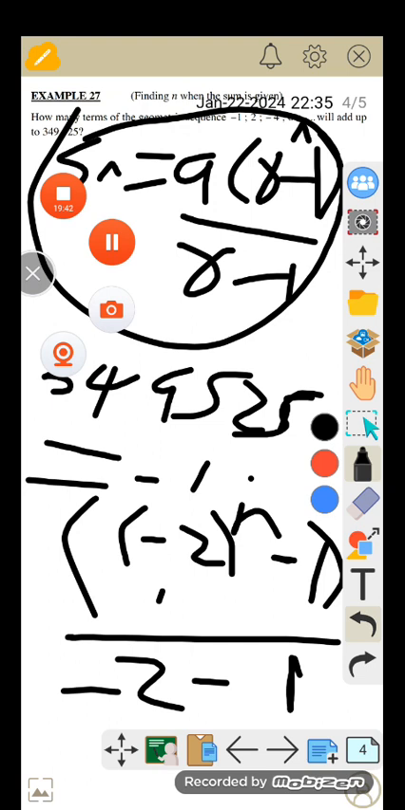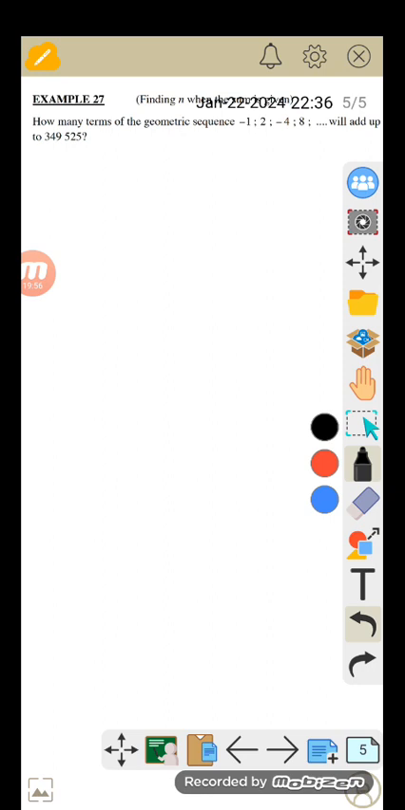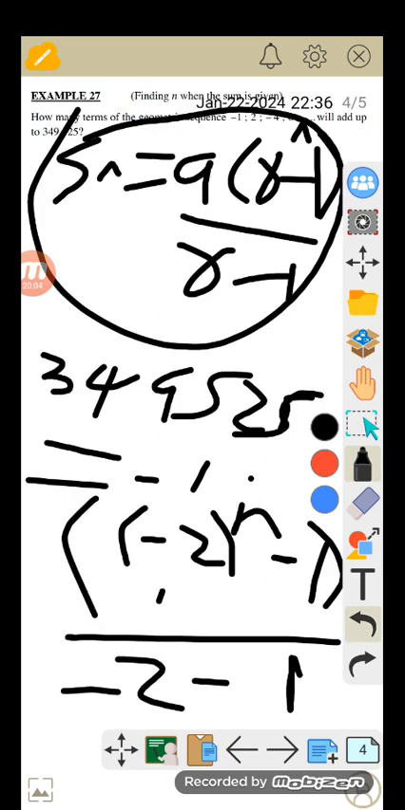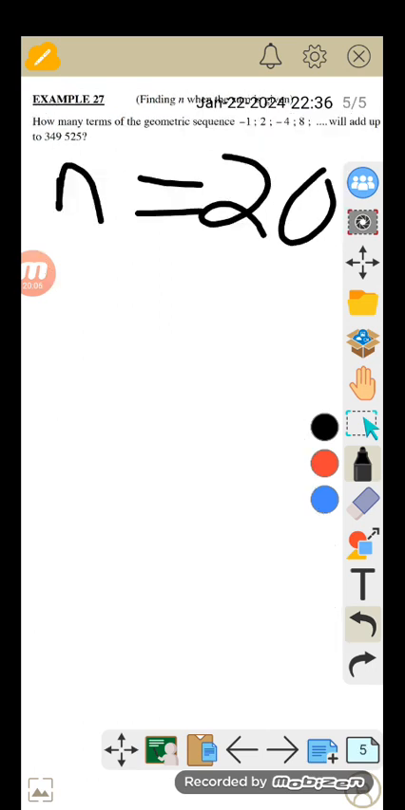I'm just going to do it on a piece of paper and then jump straight to the answer, because I believe in you guys. I believe that you know how to solve. So my n is going to be 20. Just like that. It is a matter of solving for n, right guys? So there are 20 terms that are going to add up to 349,525.